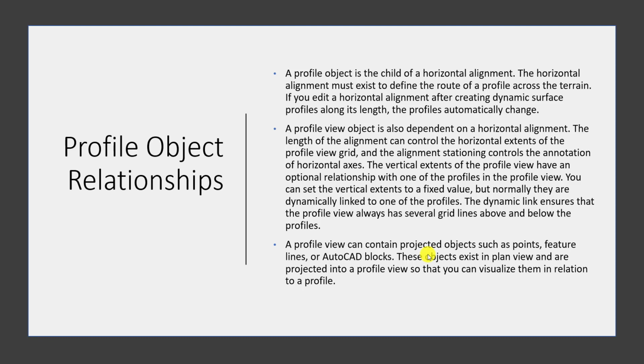The profile view can contain projected objects such as points, feature lines, or AutoCAD blocks. These objects exist in a plan view and are projected into a profile view so that you can visualize them in relation to a profile. So you can actually stick in catch basins, pipe networks, things like that into your profile view from your plan view. So it has a lot of dynamic relationships with profiles based off of your plan view and your alignments and such.